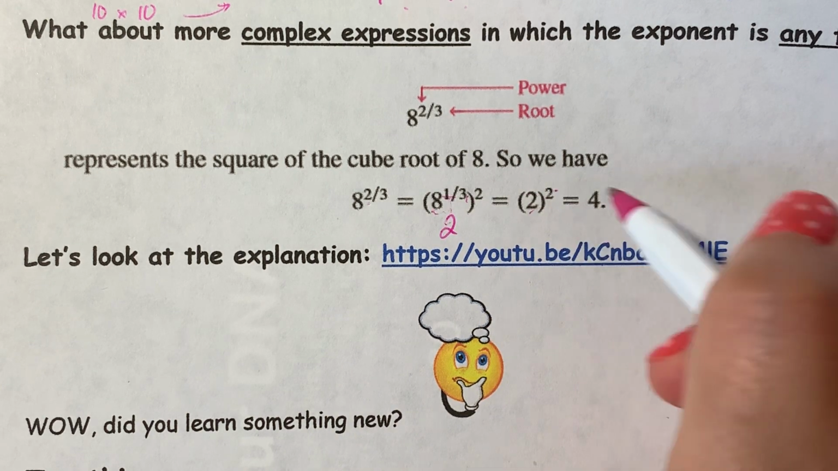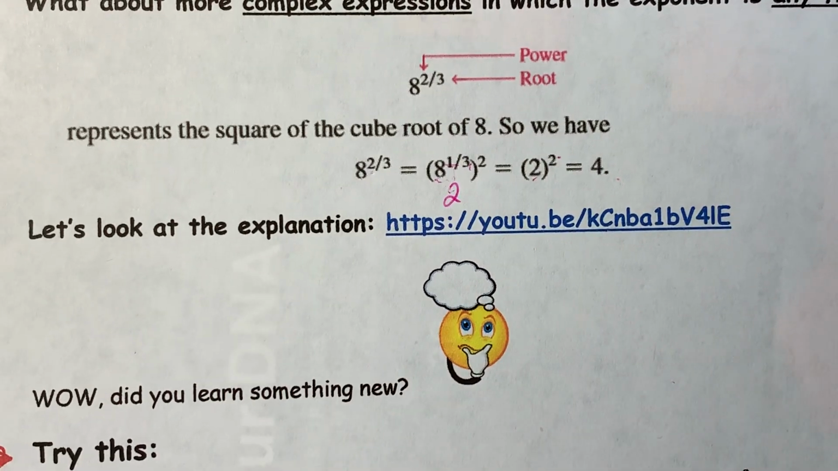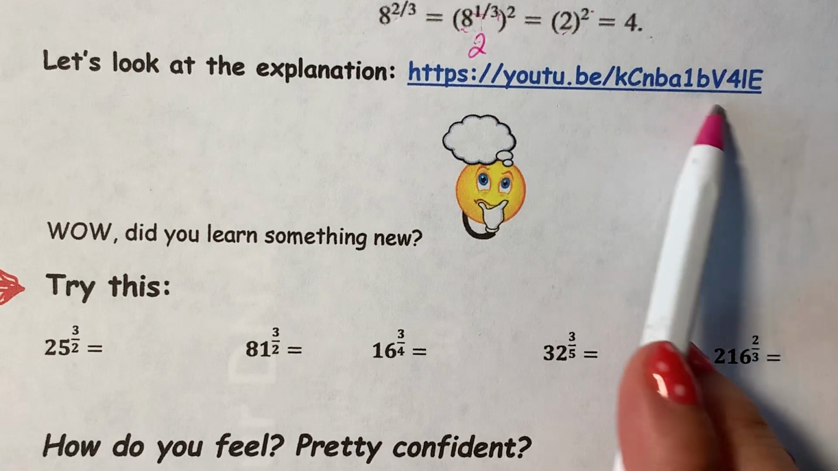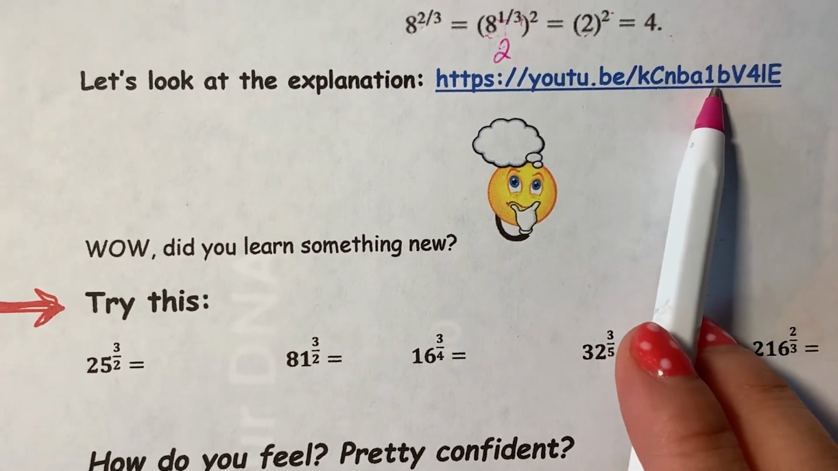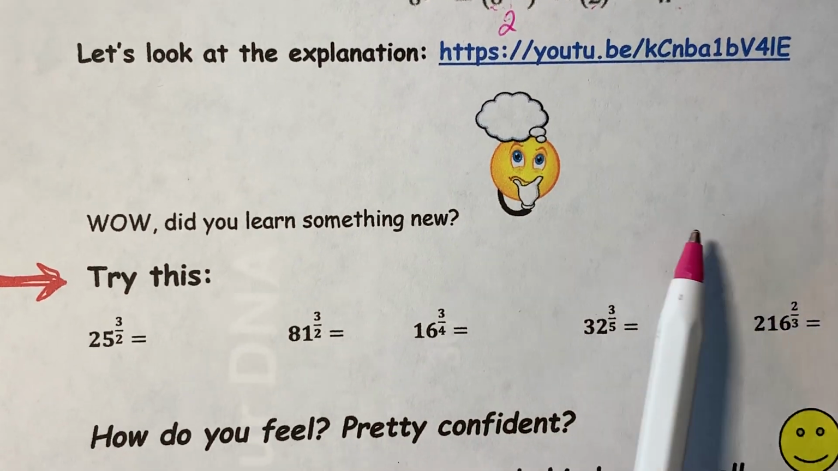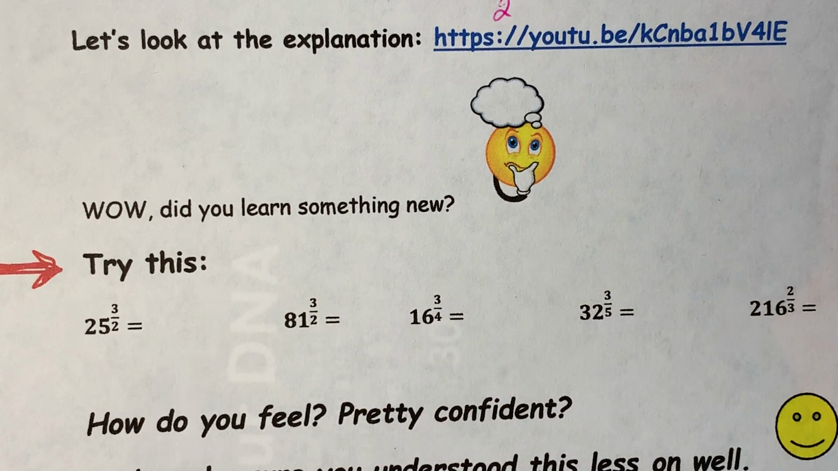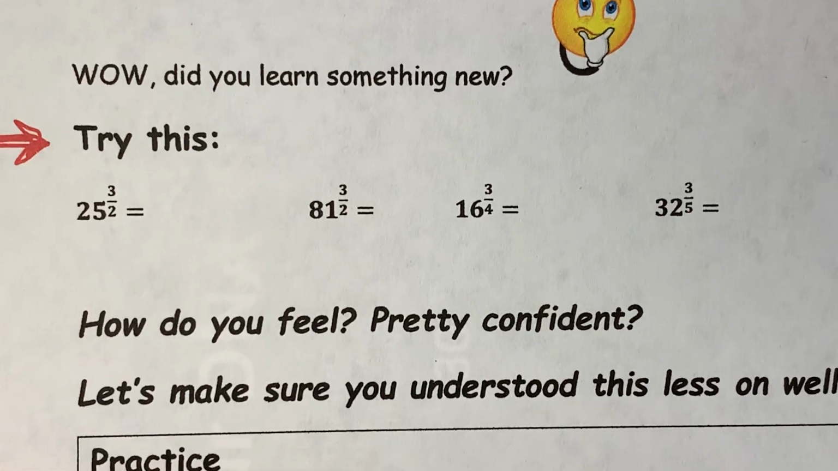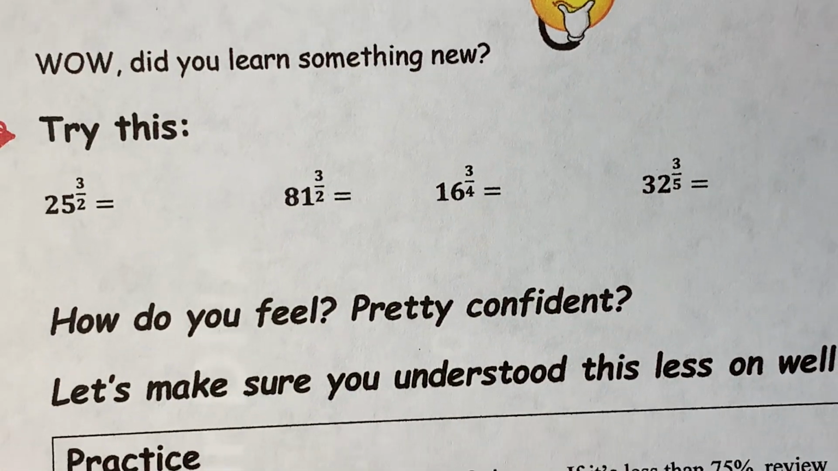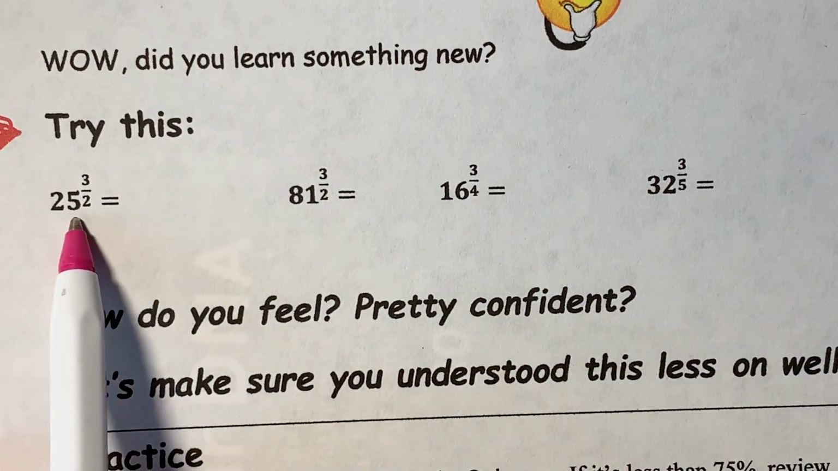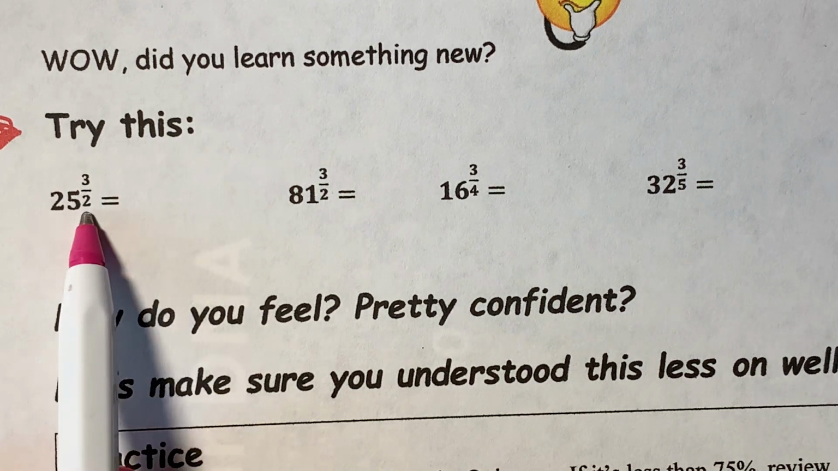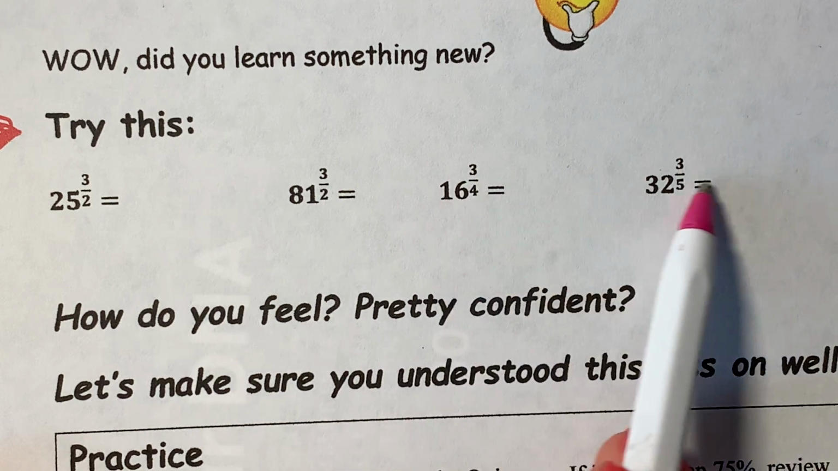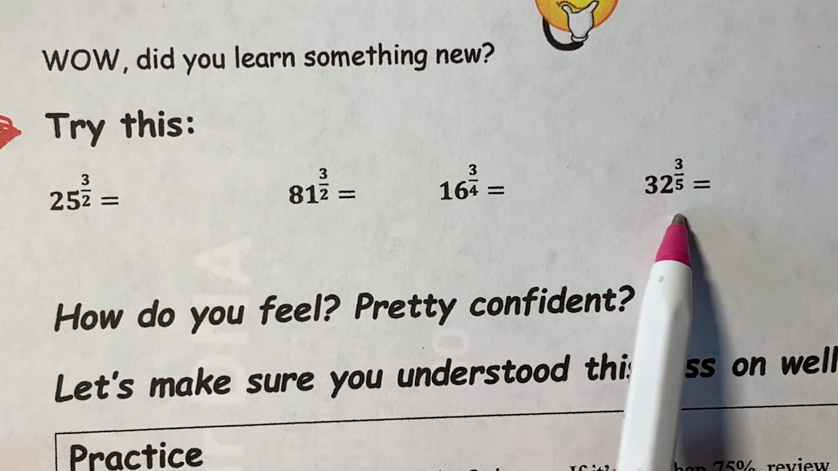Then 2 to the power of 2 gives you 4. For more information, you can look at this explanation. It's a YouTube link. They explain very clearly, and then you can see what you learned that's new. So the next thing we're going to do is try the 4 examples that are given. First, 25 to the 3/2, 81 to the 3/2, 16 to the 3/4, and 32 to the 3/5.